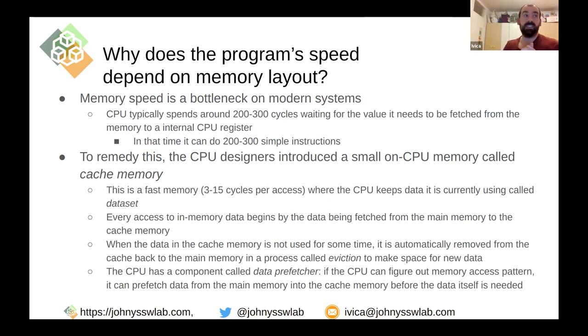This is, for example, the case if you're going through an array linearly. So you're going 0, 1, 2, 3, 4, 5, and so on. The data prefetcher can figure this out, and it can get data from memory so that it is available for the CPU. It also happens if you're accessing element 0, element 5, element 10, element 15, element 20. The CPU can also prefetch data in that case.